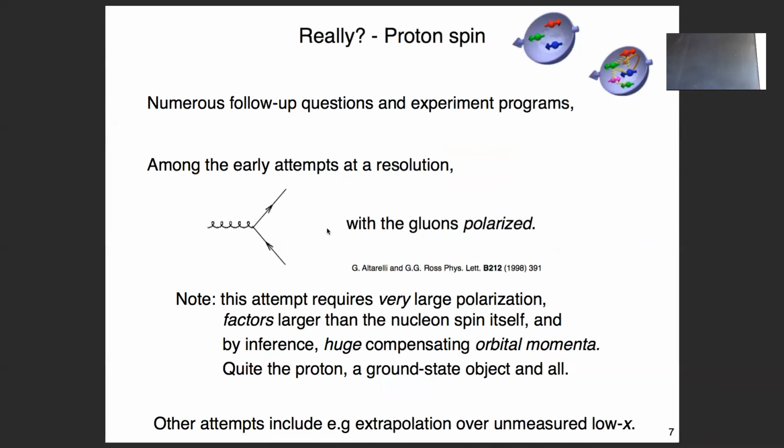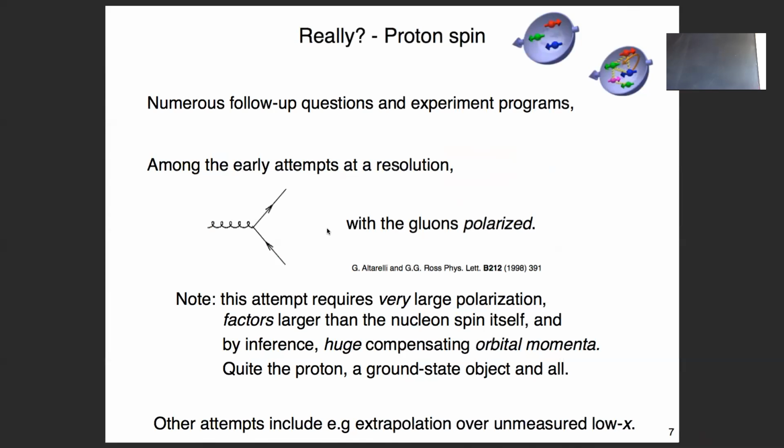Well, okay, if you do that, you do the same trick like with alpha S, with A8s. What you get is very, very large polarizations for typical scales, like factors larger than the nucleon spin itself. So that's of course a super exciting system at that point. Because if you do buy that a proton stays a spin 1/2 object, you truly need huge compensating orbital momenta to actually drive you back to this value of 1/2. Now that's quite a proton, right? As a ground state object with huge orbital momenta, vast gluon spins, cool.